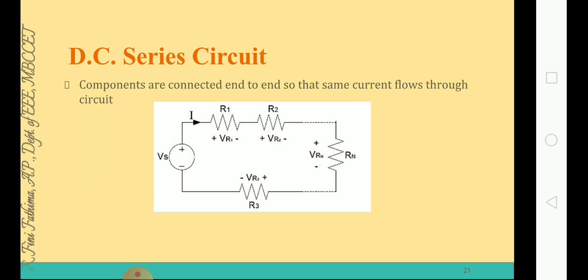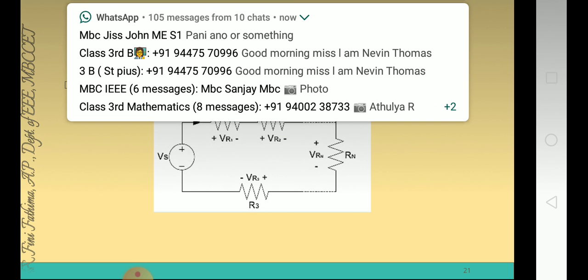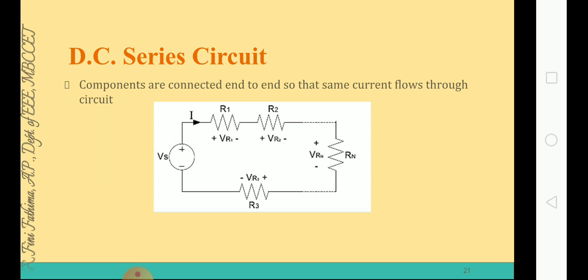The other end of the resistor R1 is connected to one end of the resistor R2. That is, the starting end is connected to the finishing end of the other component, so the components are connected end to end and only the same current flows through the circuit. There is only one current flowing through a series circuit. So in a series circuit, the current is the same because all the components are connected end to end.